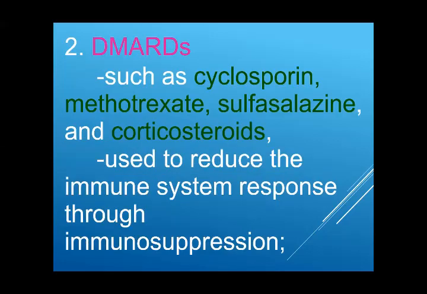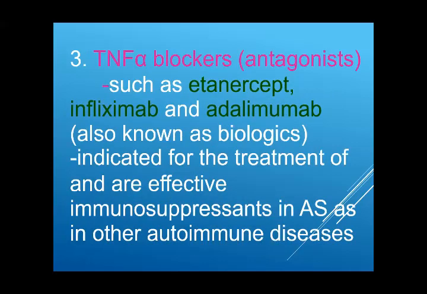Disease modifying anti-rheumatic drugs are the second class of drugs used, because I told you it is inflammatory because of some autoimmune process. So you can use immune modulating drugs like cyclosporin, methotrexate, sulfasalazine, and even steroids to reduce the immune response of the body to some inflammatory trigger. The newer drugs are tumor necrosis factor antagonists, especially infliximab, given at 5 milligrams per kilogram body weight, two injections, once a month.